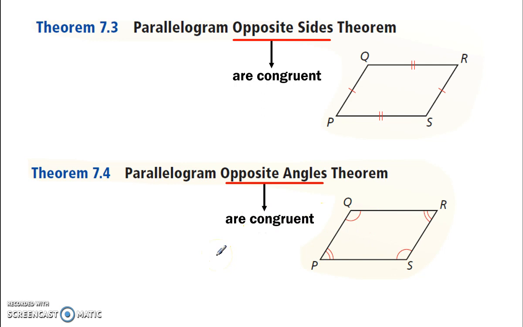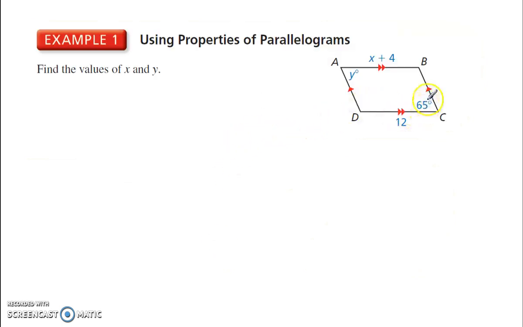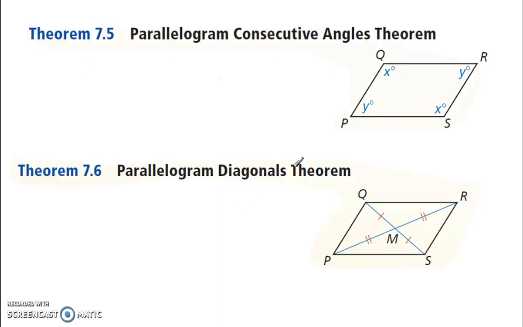Okay, so super easy. Problem like this, I have 65 degrees here and y degrees there. We need to find x and y. So let's start with super easy, because y is equal to 65 degrees, because of the opposite angles theorem in a parallelogram. The opposite sides theorem tells me that these two are equal. So x plus 4 is equal to 12. Subtract 4 from each side and x is equal to 8. Easy peasy. Let's move on.